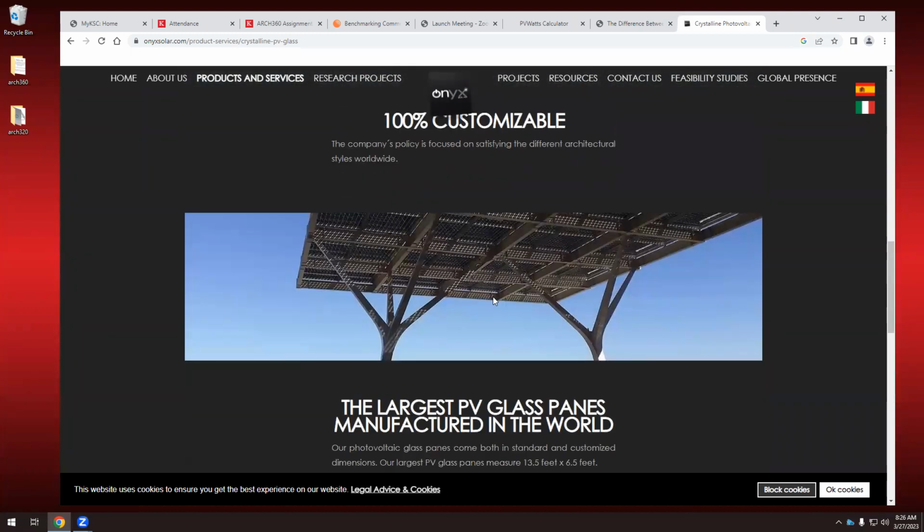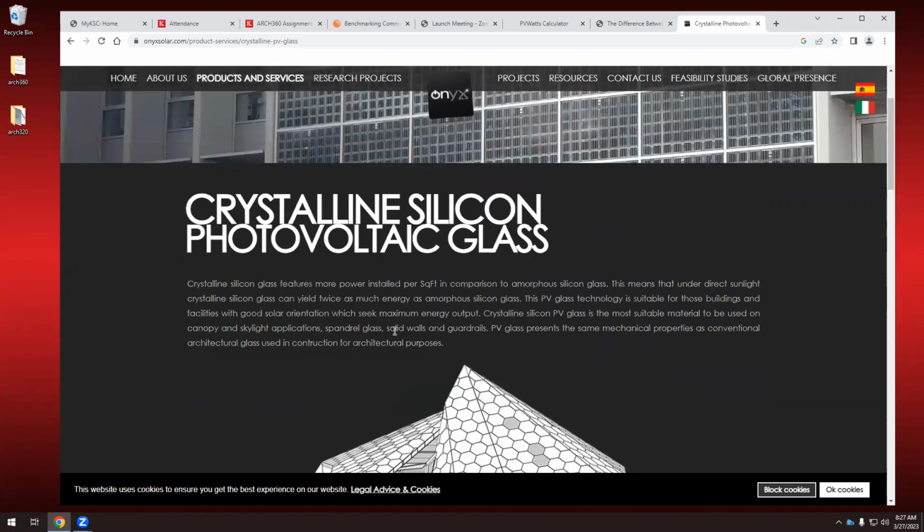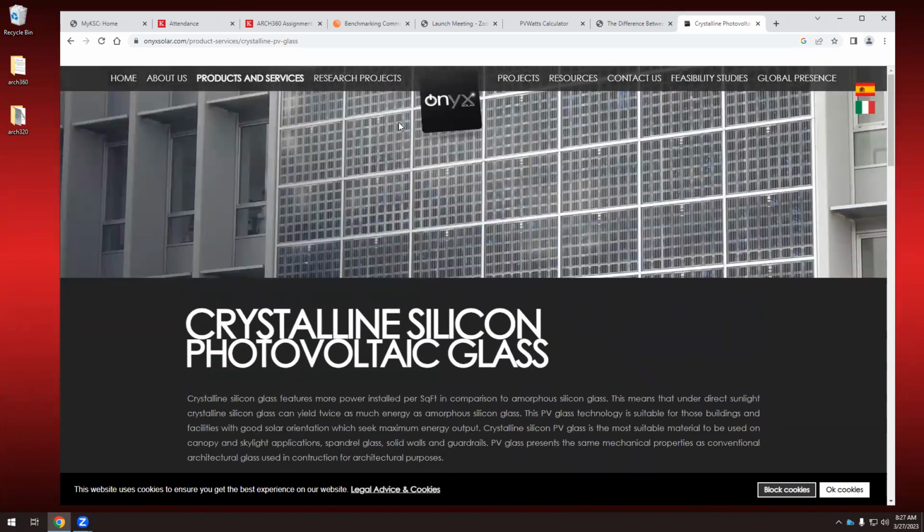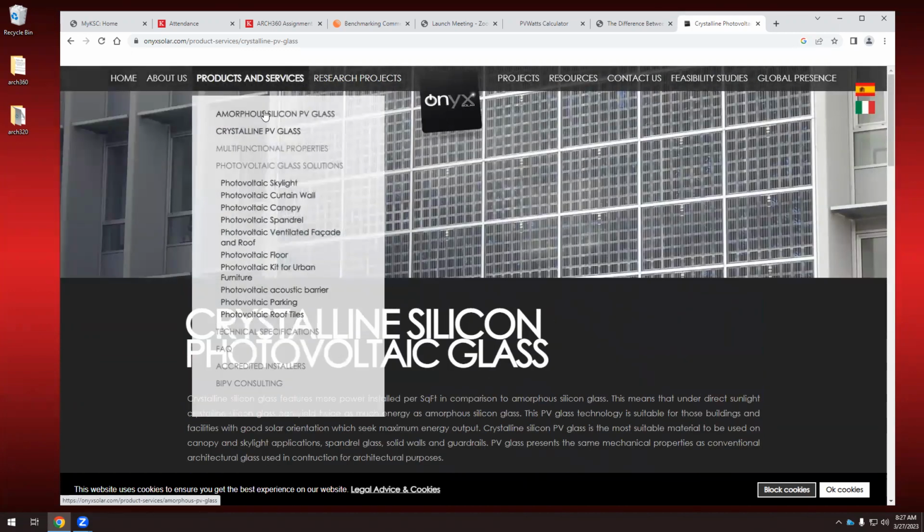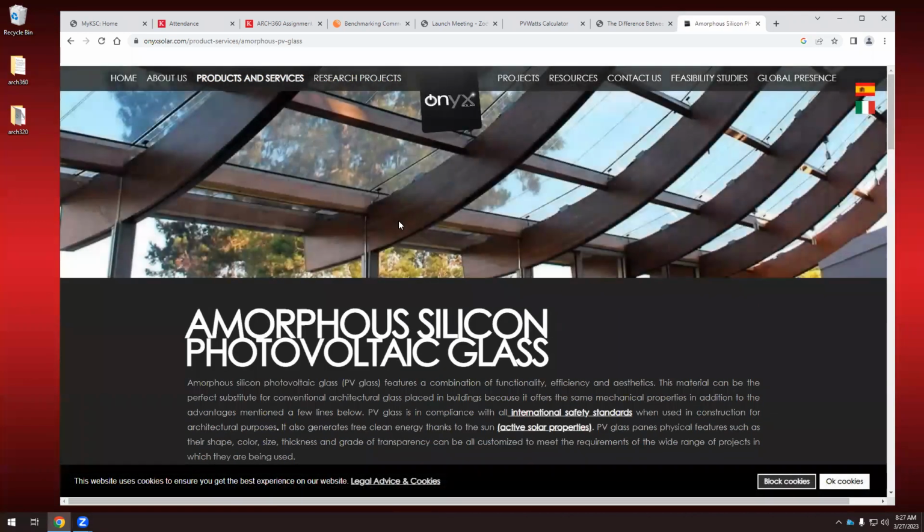Anyway, usually we have opaque technologies or opaque crystalline modules. That goes well, for example, for covering parking lots. We need something that is not transparent, something that is opaque. So that will be a great option. This is the crystalline silicon. The amorphous silicon, or the amorphous PV panel, is something that can be completely transparent.